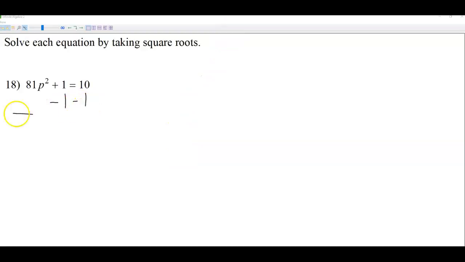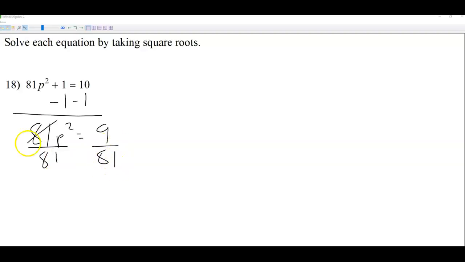Start by getting this p squared by itself. So I minus 1 on both sides. Then I divide both sides by 81. And I've got p squared by itself now. That reduces to 1 over 9.